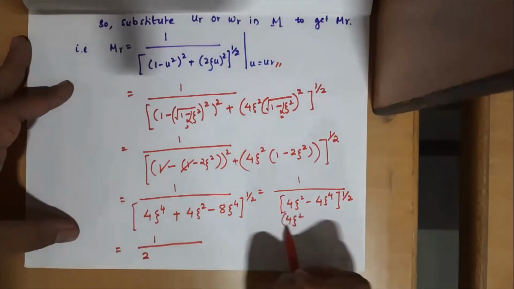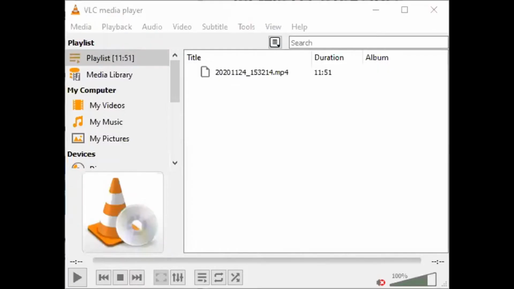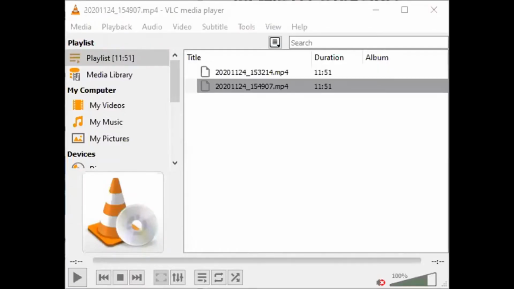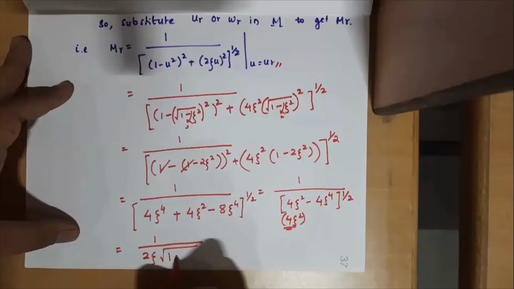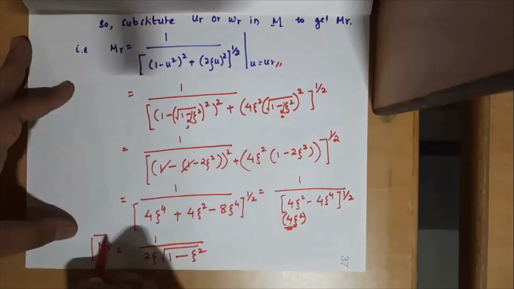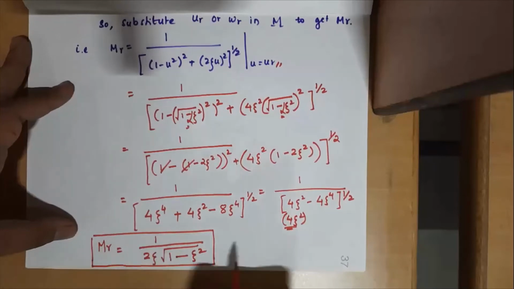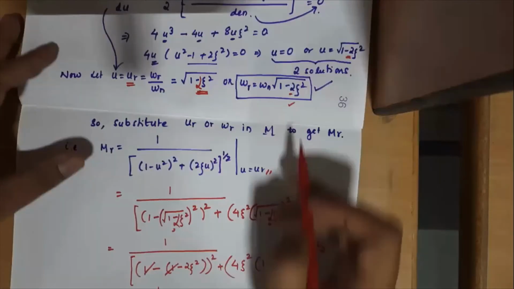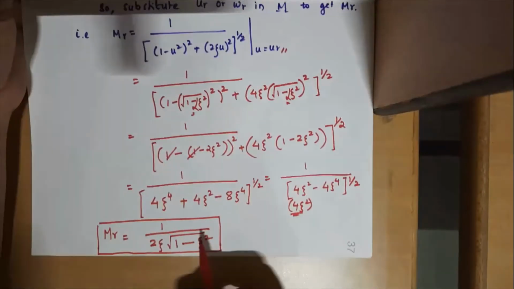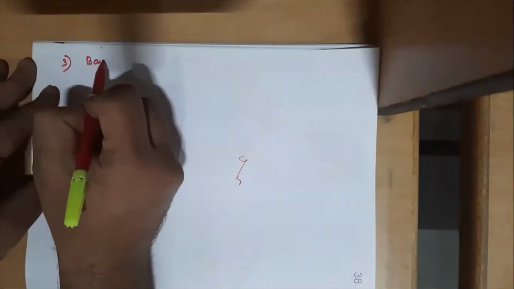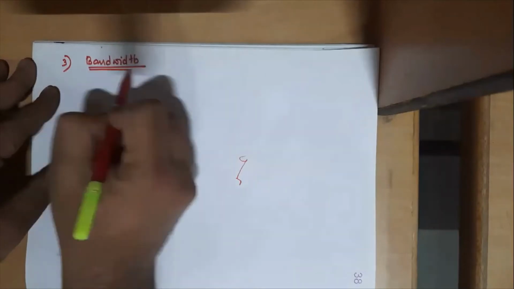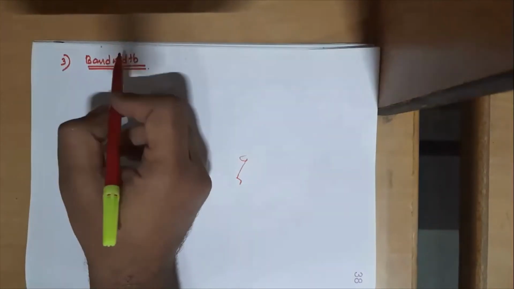I will take 4 zeta square as common. This is equal to 2 zeta outside the square root and 1 minus zeta square inside the square root. So this is the expression for Mr. So we have both omega r and Mr now. Now the next specification is bandwidth.